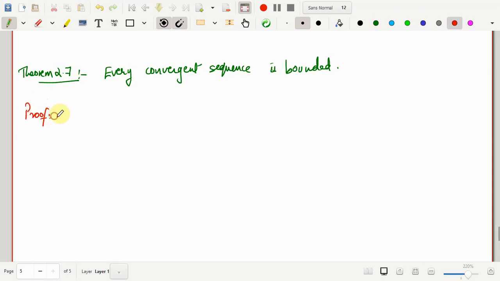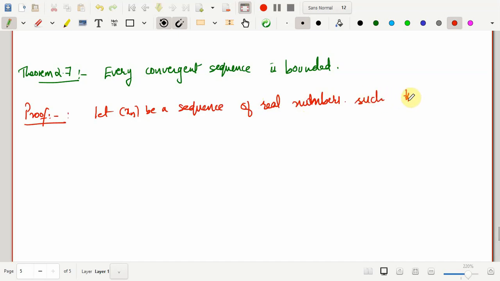Proof. Okay, so we shall begin with any sequence which is convergent. So let xn be a sequence of real numbers such that xn converges to a fixed point x in R.